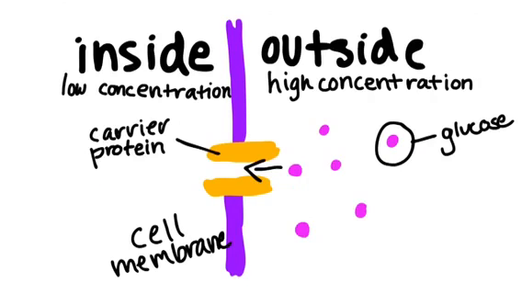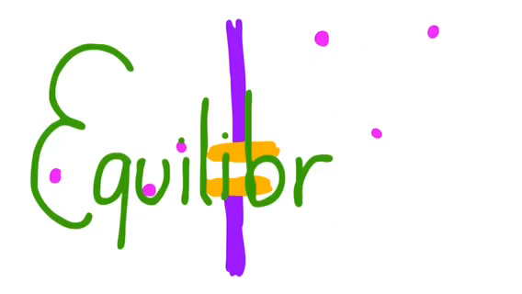The outside has high concentration, while the inside has low concentration. The glucose is going to go from the outside with high concentration to the inside with low concentration by going through the carrier protein. The glucose is going to collide to go through the carrier protein to get from high concentration to low concentration to reach equilibrium.